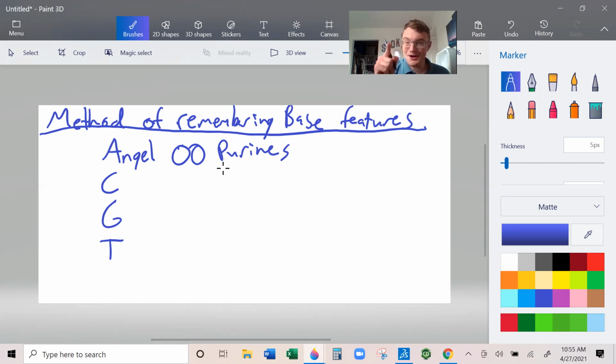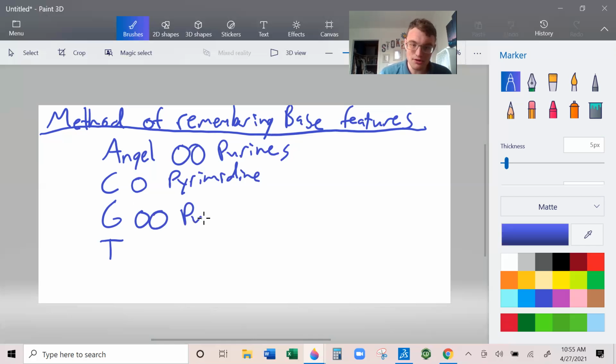Then it turns out if you alternate down the alphabet, they actually bounce back and alternate two rings, one ring, two rings, one ring. So adenine has two rings and it's a purine. Cytosine has one ring, which makes it a pyrimidine. Guanine has two rings, which makes it a purine. And thymine has one ring, which makes it a pyrimidine.